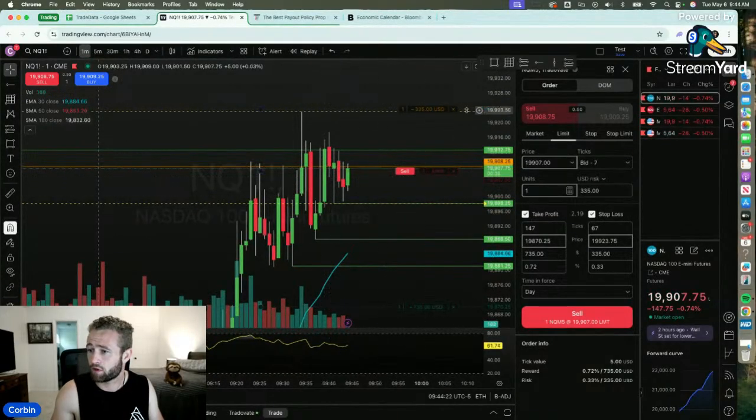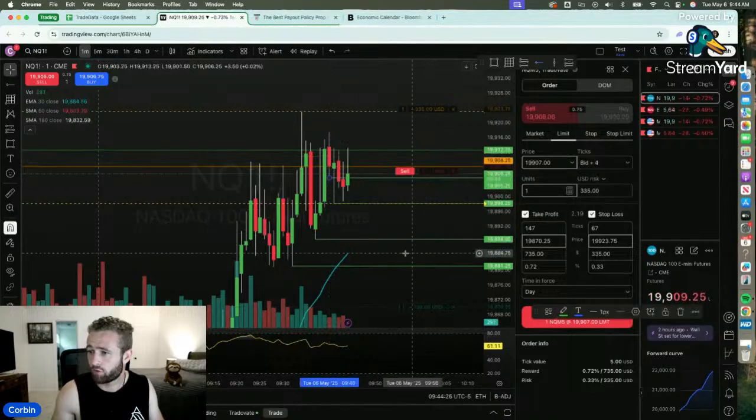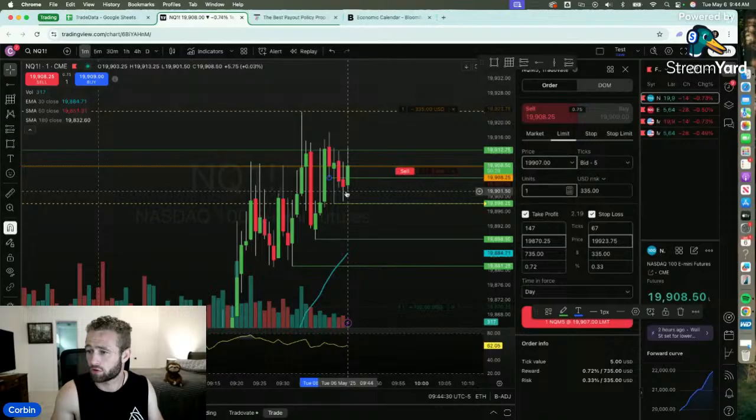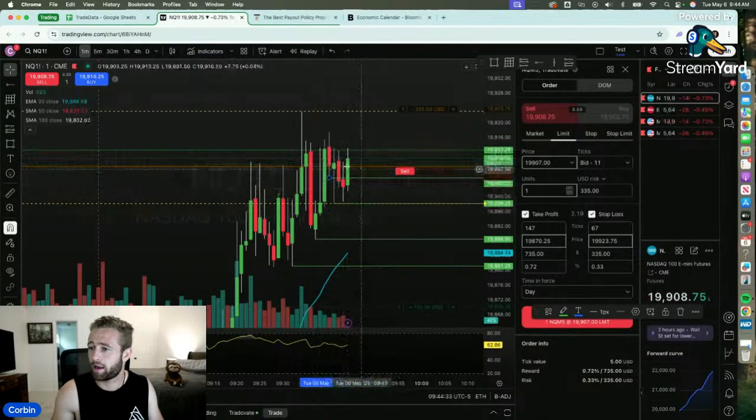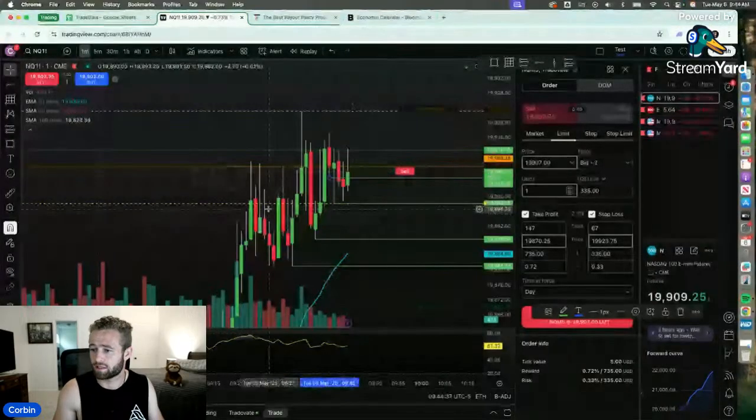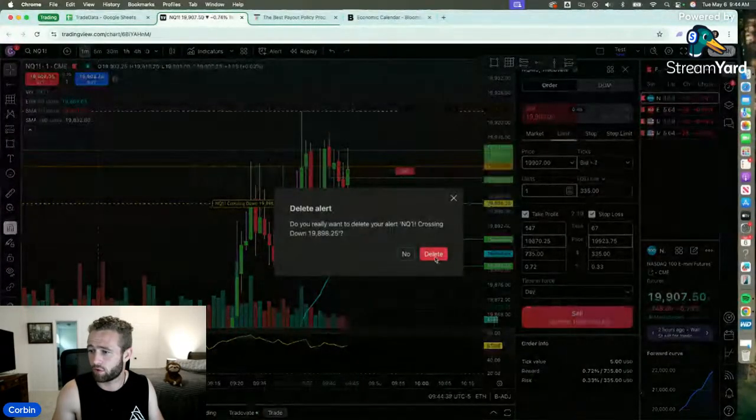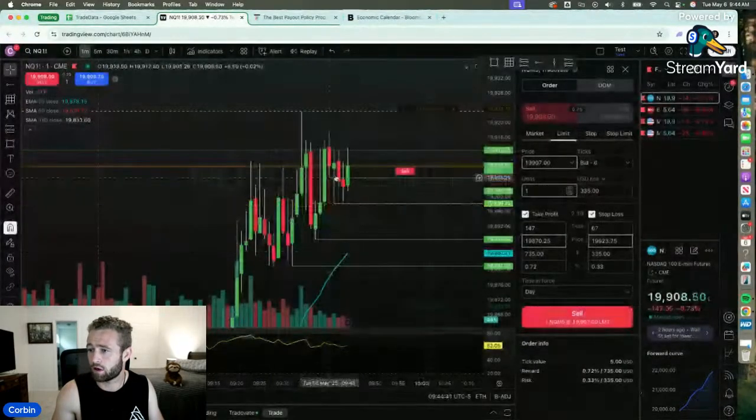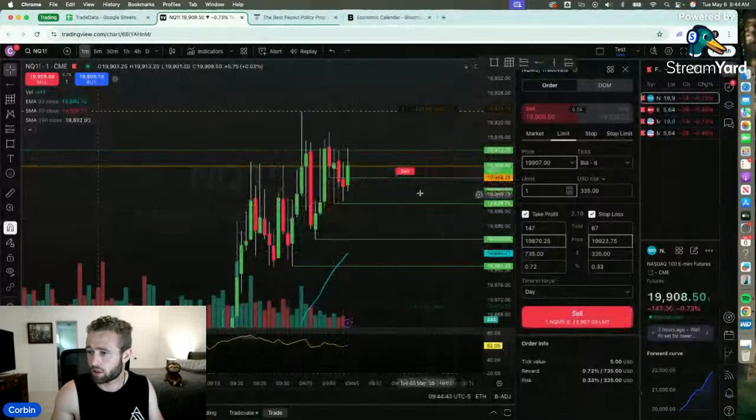Okay, we formed a new low right there. Boom. New low formed right there. What did we do? Red candle. Broke below structure. This is a break of structure. So, what does that mean? I'm removing this real quick. Delete that alert.